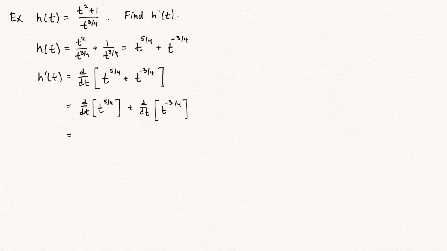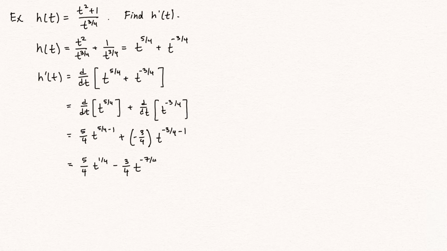So we get the first term will be 5 over 4 times t to the 5 over 4 minus 1. And our second term will be negative 3 over 4 times t to the negative 3 over 4 minus 1. And then simplifying everything out, we get 5 over 4 times t to the 1/4 minus 3 over 4 times t to the negative 7 over 4.